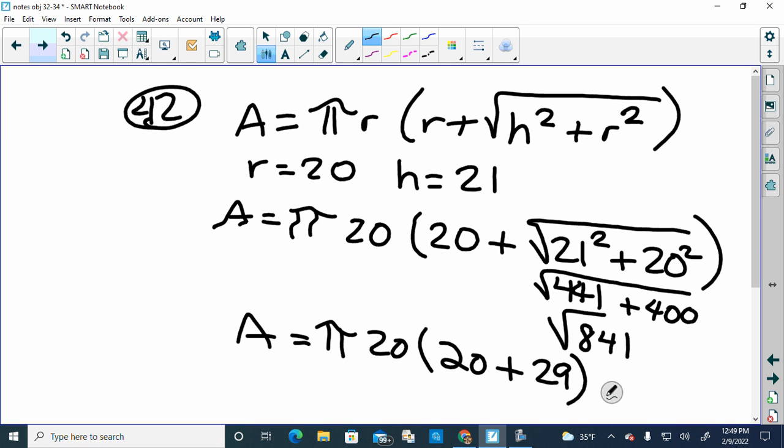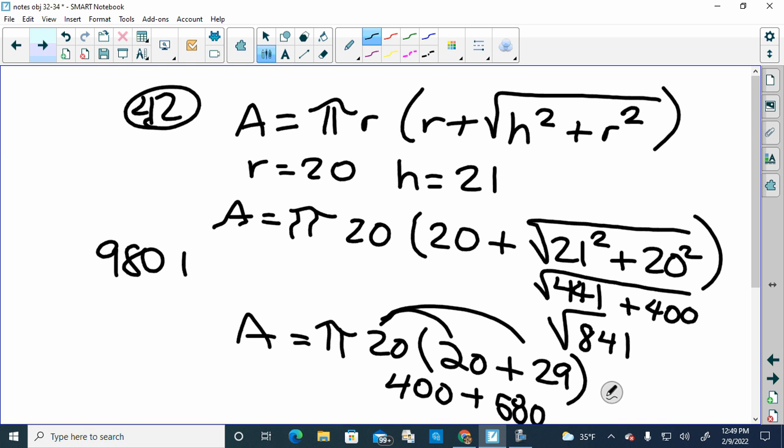This is where we're at now. If you did the distributive property, we could do that. You're still going to get the same answer if we just added those two together and then multiplied it times 20. So if I did the distributive property, you're going to get 400, right? When I distribute to this one, you get 580. And then add those two together, which would give you 980. And then we just put the pi onto it because we're not multiplying times the pi. So that would be our final answer. Just don't forget the pi.